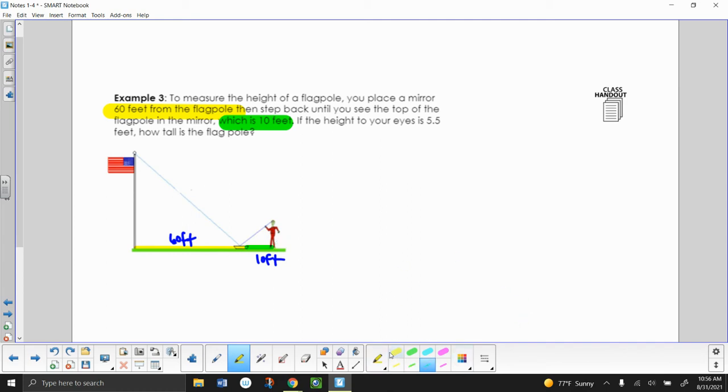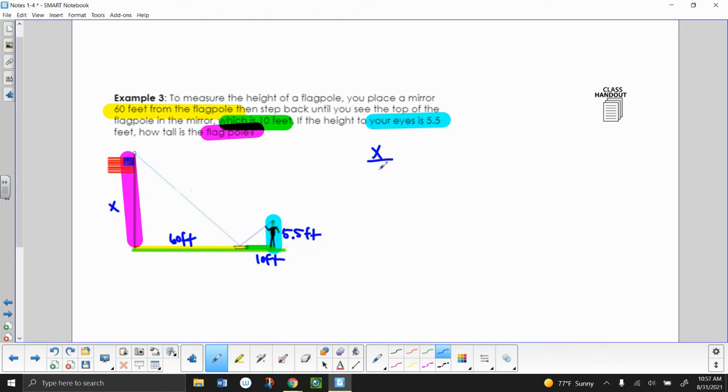Then it tells us the height to your eyes is 5.5 feet. So height we measure up and down, so this is 5.5 feet. And we're solving for the height of the flagpole, which we'll call x. So now that we have it labeled, we have two similar triangles. So we're just going to set up our ratio, x over 5.5 equals 60 over 10, and cross multiply.